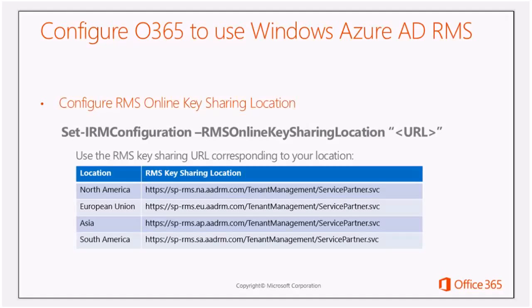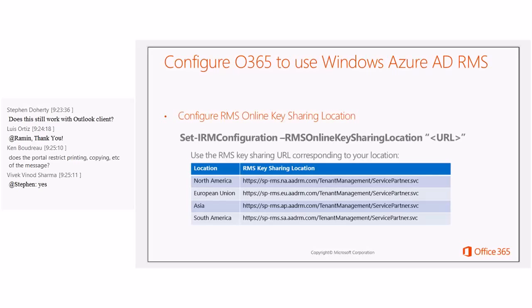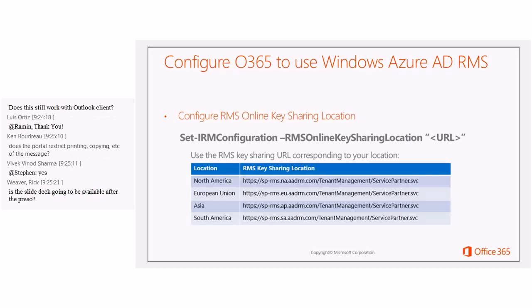Now, the command you're going to use is right up there. You can read it just as well as I can. It's Set-IRMConfiguration, and with that one parameter, RMSOnlineKeySharingLocation. The location is dependent upon your geographic location. So, as you can see up here, we have several different URLs you would use for North America, Europe, Asia, South America, etc. All right. So again, pretty straightforward.